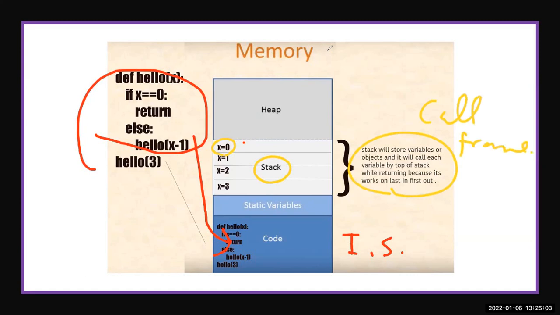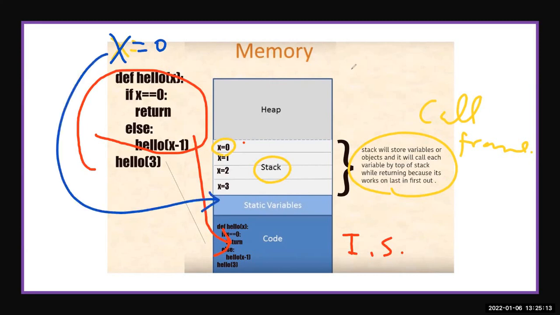And some variables, they may have some variable X outside. Let's use a different color. You may have a global variable X, okay? And that will be put into the static variable area, the global variable area. And this memory map is the same as C++, okay? But we use it for Python, okay? Because Python is on top of C and C++.